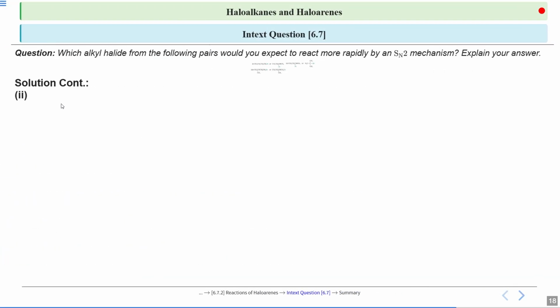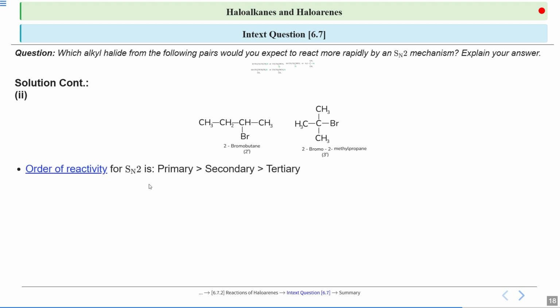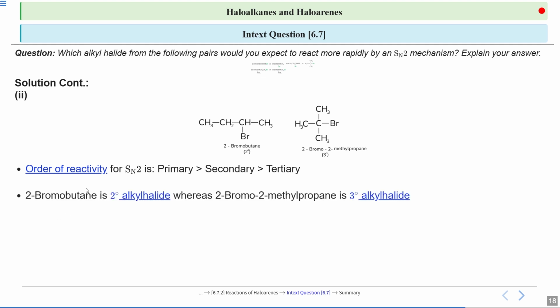Now, if you see the second pair, the first is 2-bromobutane and the second is 2-bromo-2-methylpropane. This 2-bromobutane is secondary, as we just saw, and this 2-bromo-2-methylpropane is tertiary because the halogen bromine is attached to the carbon which is attached to three other carbons. So this is a tertiary alkyl halide. And you know that the reactivity order of SN2 is highest for primary, then secondary, and least for tertiary alkyl halides, right?